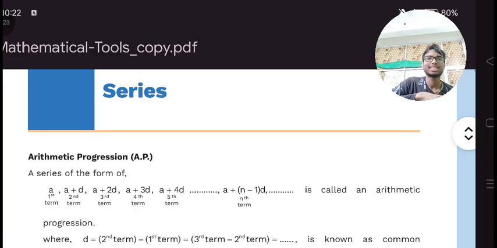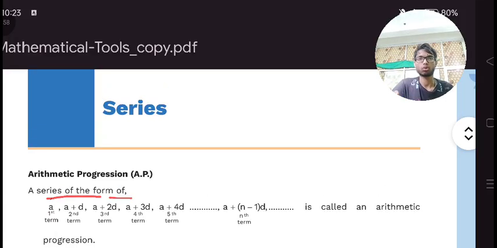Don't worry. Series. What do you understand by series? There is a series. One, then again one, then again one, then again one. It is increasing. It can be decreasing. But there is a series of something. It can be a series of natural numbers, a series of integers, anything, a series of objects, anything. Okay, a series of this form. Hold on.